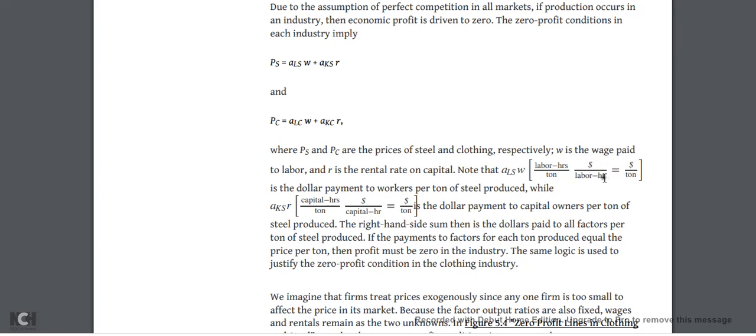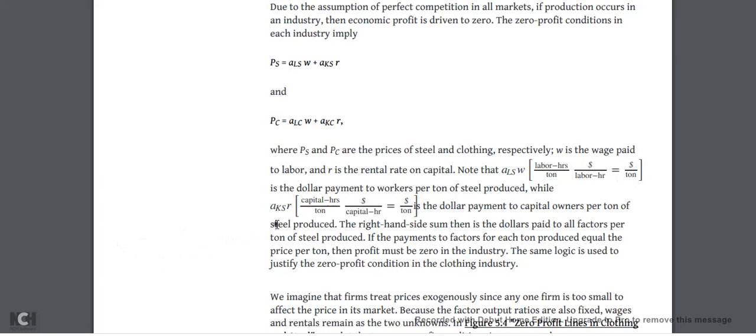So this represents the number of dollars paid to the labor per hour. So while taking these two calculations, we finally determine that it is dollars per ton. It is the dollar payment to workers per ton of steel produced. So per ton of steel produced in a firm, how many dollars are paid to the workers? So dollar per ton will represent ALSW.